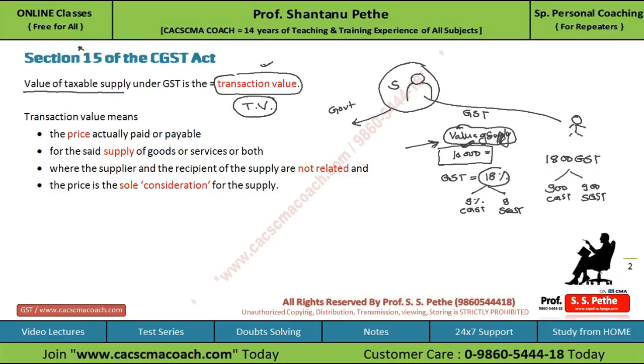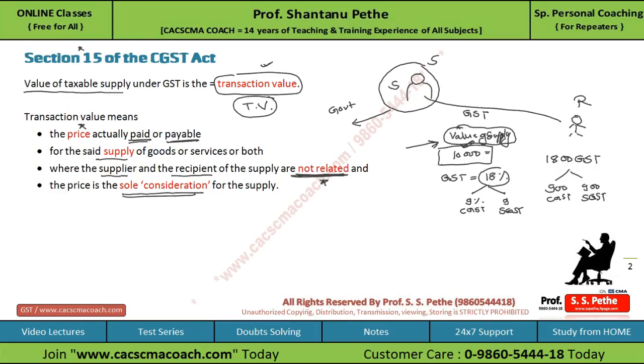Now further, they have defined the term transaction value. This is very important and you have to understand. Transaction value means the price actually paid or payable for the said supply of goods or services or both, where the supplier and the recipient of the supply are not related. This is also very important. So both supplier and recipient of supply are unrelated. And where the price is the sole consideration for supply.